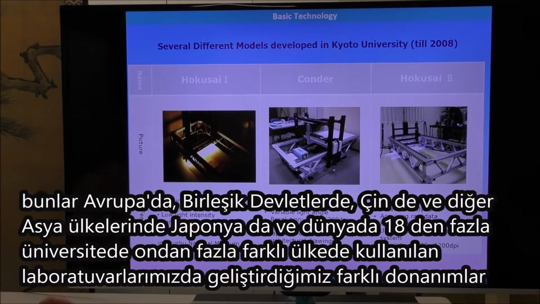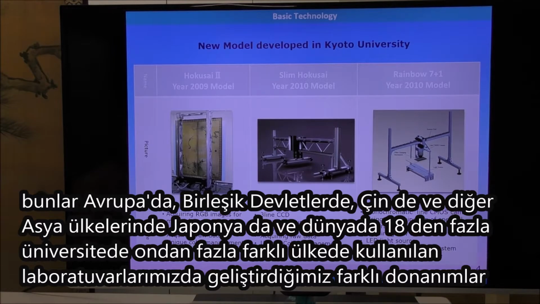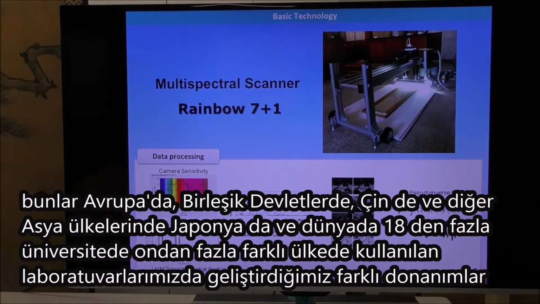These are different equipments that were developed in our laboratory, and now used in more than 10 different countries in Europe, in United States, in China, and other Asian countries, and in more than 80 universities around Japan and around the world.